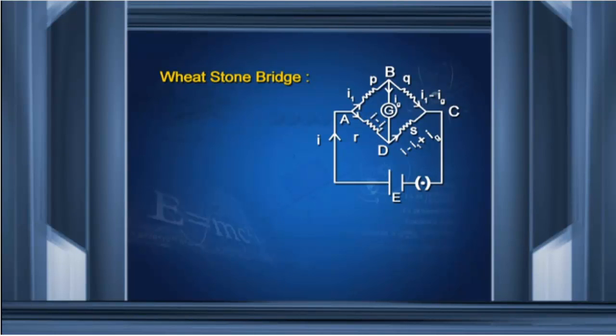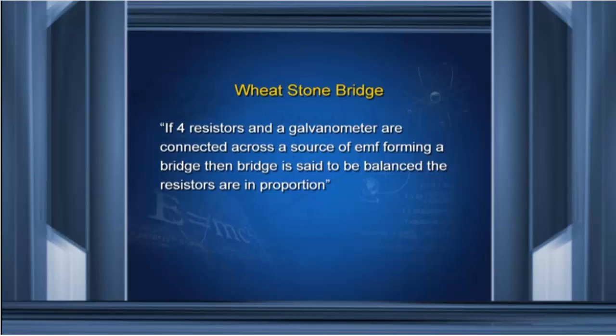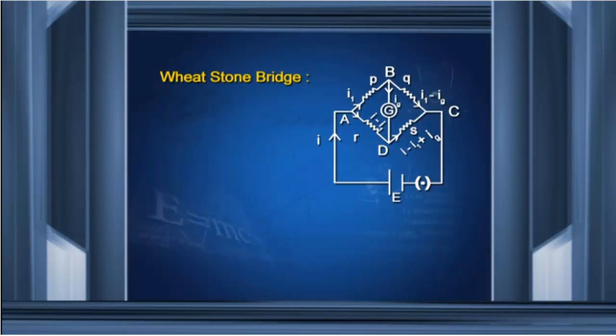Now, we will study the Wheatstone bridge. If 4 resistors and the galvanometer are connected across a source of e.m.f forming a bridge, then the bridge is said to be balanced if the combined resistors are in proportion. Let us study the balanced condition of the bridge. Circuit for Wheatstone bridge. Let resistances P, Q, R and S be connected as shown in the diagram. A galvanometer G is connected across BD. A cell of e.m.f E is connected across AC. So, the current distribution is forming a bridge.